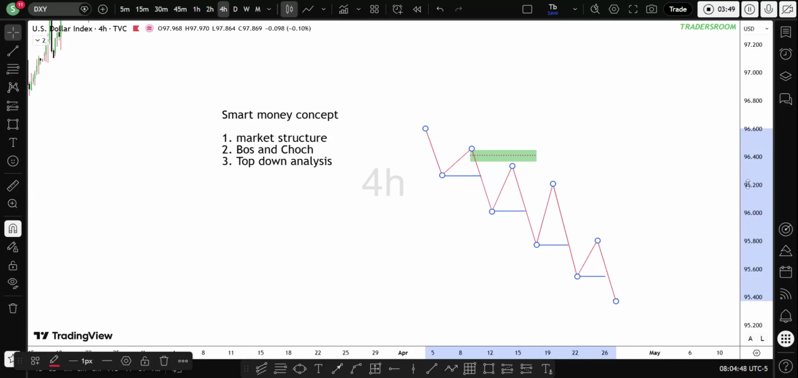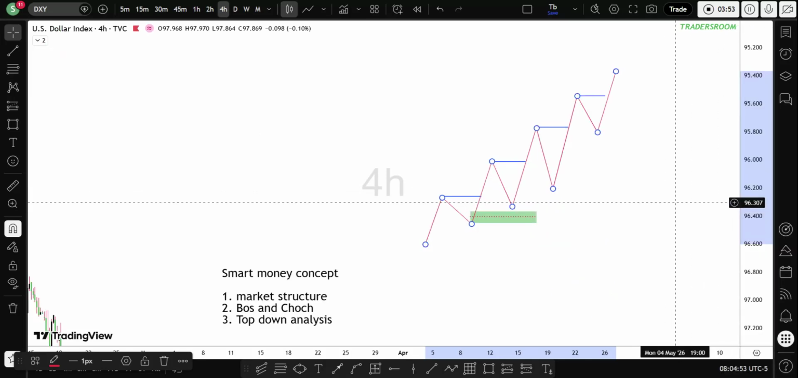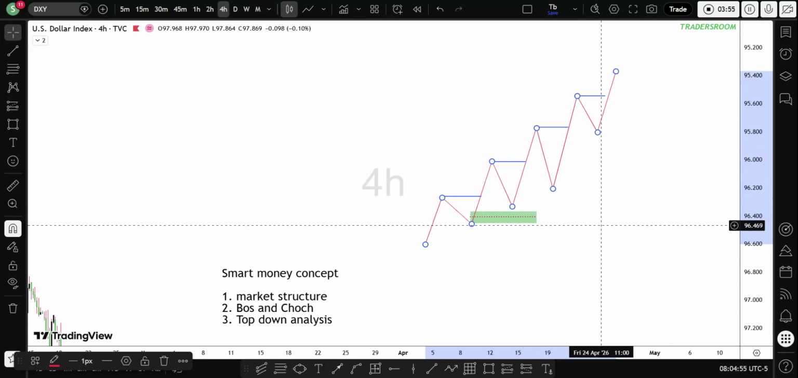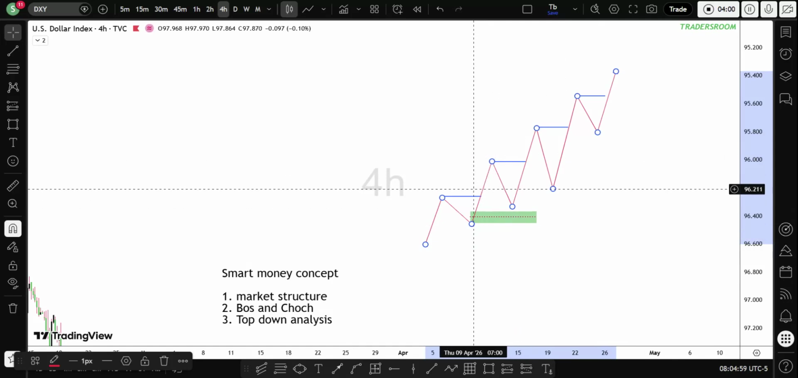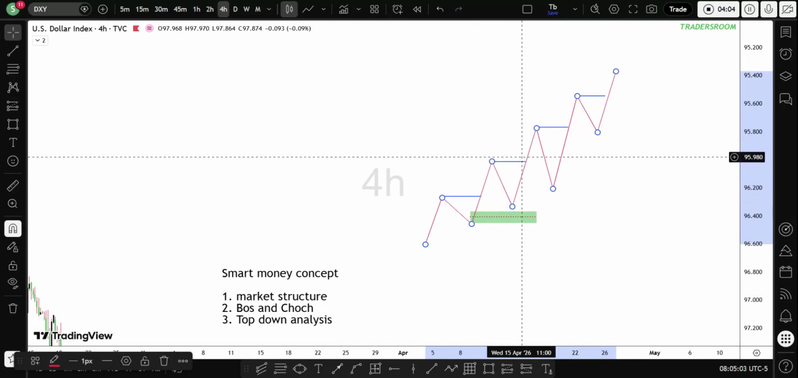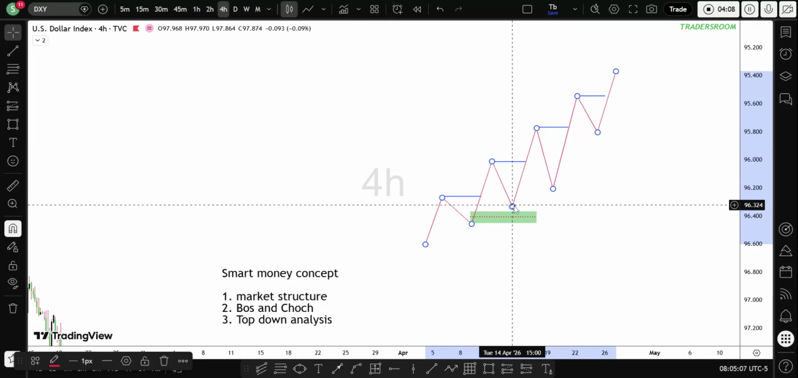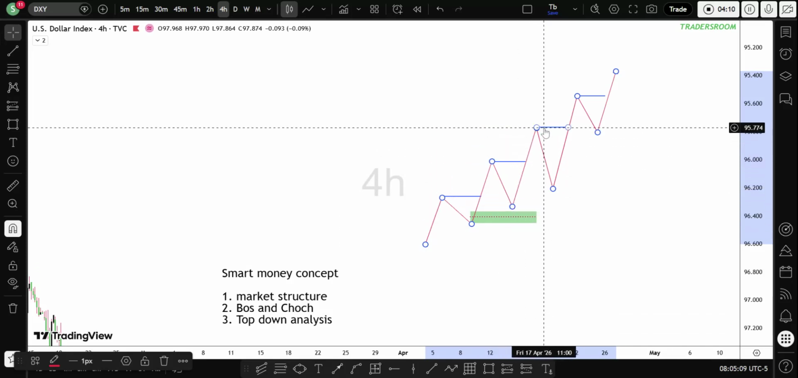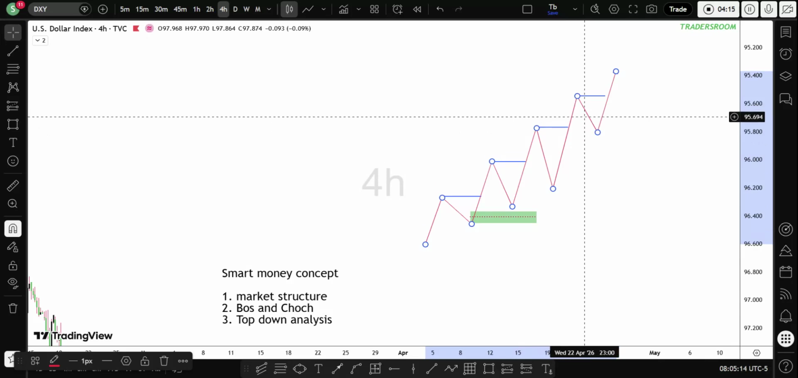A bullish market structure is the opposite. If I invert my chart, this is how it looks. So you want to see price breaking highs and respecting lows. That's to say, once it breaks the high, it should not break the low. It should respect the low and keep breaking highs. So in this case, we call this a bullish market structure.